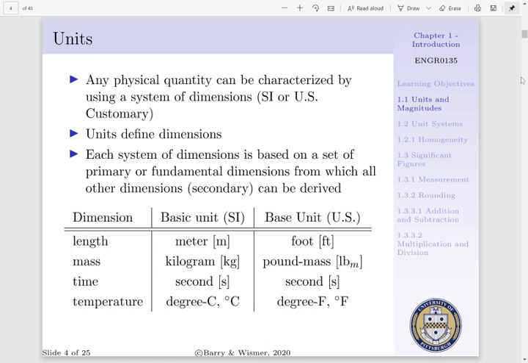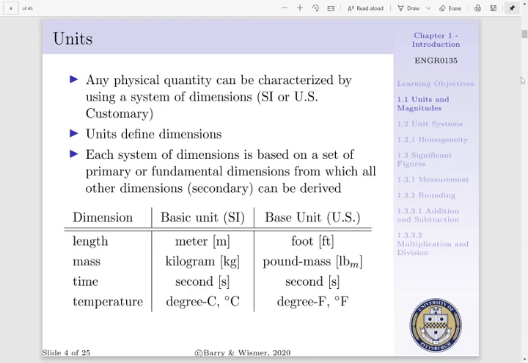Now, we have our four basic dimensions: length, mass, time, and temperature. In the SI unit system, length is expressed in meters, and we express this unit as [m] within square brackets. The square brackets indicate that this is a unit, not a variable. Mass in the SI unit system is a kilogram, represented as [kg] within square brackets. Time is expressed as seconds, with an [s] in square brackets, and temperature is expressed as degrees centigrade. In an absolute temperature scale, we will use degrees K, or Kelvin.